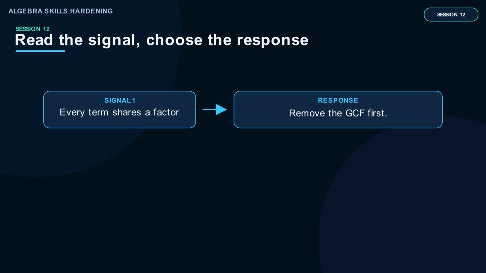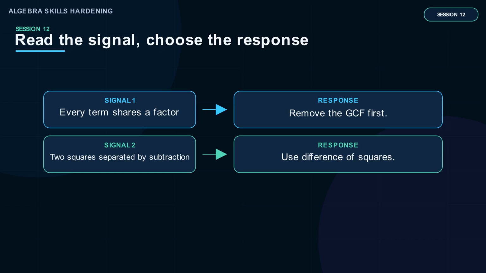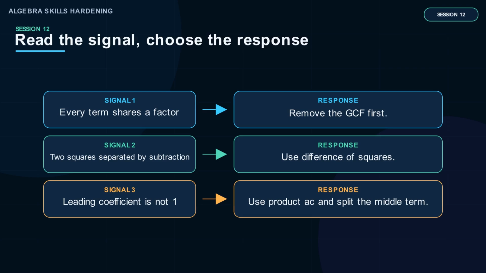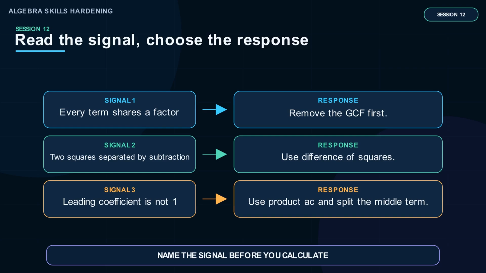Signal 1 is, every term shares a factor. Respond by remembering, remove the GCF first. Name the response before calculating. Signal 2 is two squares separated by subtraction. In that case, use difference of squares. The form tells you which tool fits. Signal 3 is, leading coefficient is not 1. Remember, use product AC and split the middle term. This separates plausible from valid answers. If you cannot name the signal, slow down. Deliberate classification is faster than repairing rushed algebra.